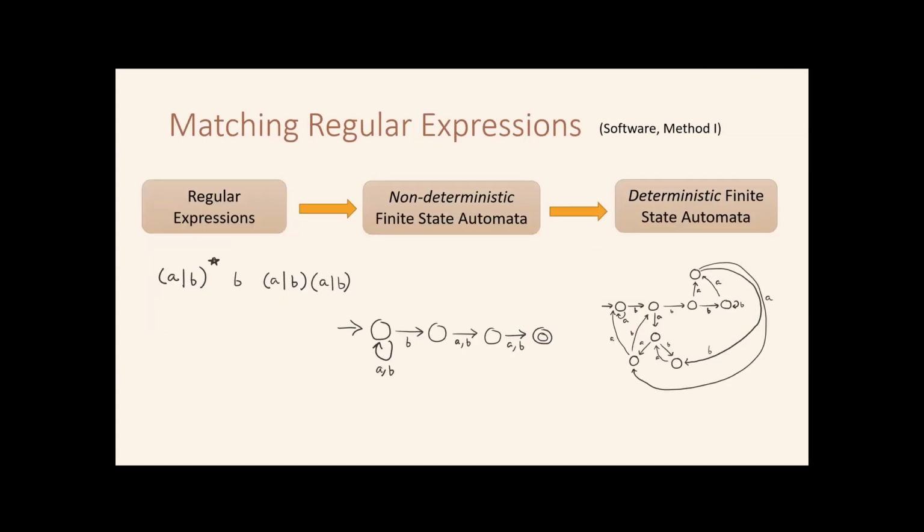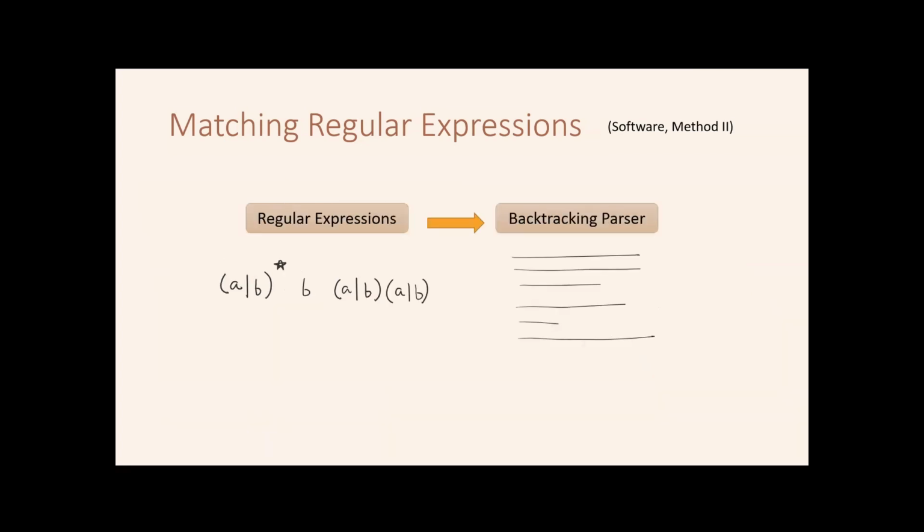So how do we match regular expressions? This is what we do on software. We turn the regular expression into a non-deterministic finite state automaton, and then we compile it into a deterministic finite state automaton and get something like this. However, this method could result in an exponentially large automaton in the very last step. Another method is where you turn a regular expression into a backtracking parser. However, this might take exponentially large time to match certain worst case inputs. So between these two methods, we have a space versus time trade-off.